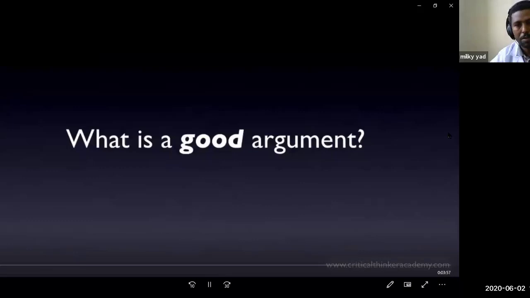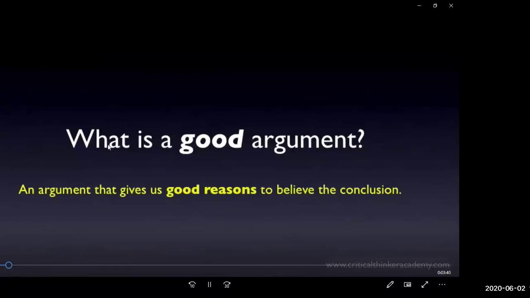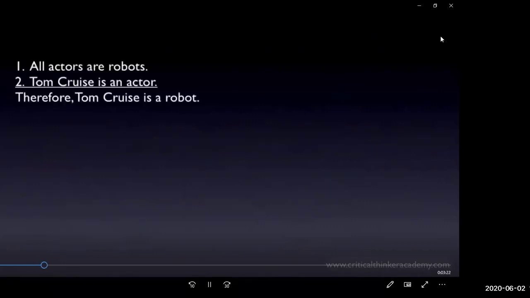An argument is an attempt to persuade, but the goal of logic and argumentation isn't simply to persuade, it's to persuade for good reasons. The most basic definition of a good argument is straightforward. It's an argument that gives us good reasons to believe the conclusion. Now, there's not much we can do with this argument, though. It's too vague. We have to say more about what we mean by good reasons, obviously. To do this, we'll start by looking at some ways that arguments can fail to be good. And from these, we'll extract a couple of necessary conditions for an argument to be good.